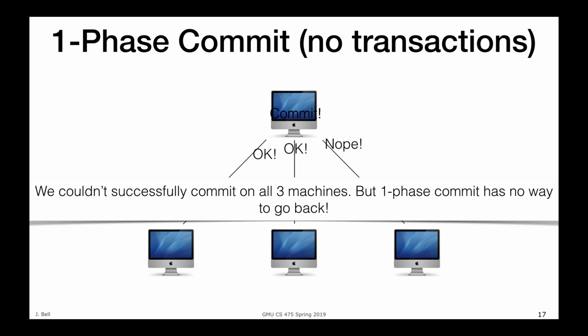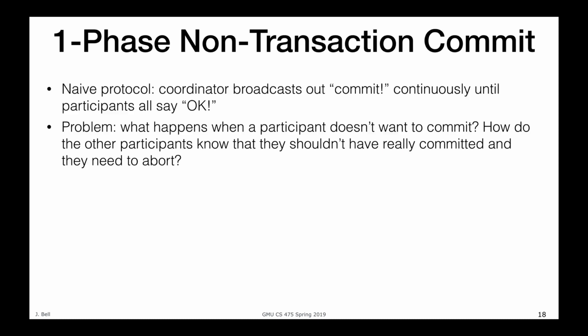But if one machine says, no, I can't commit, and that's the end of our protocol, we have no way of reversing things. So this naive protocol, where we just have a coordinator that says it's time to commit and our participants acknowledge that they have committed, isn't going to work. We need some way to manage when a participant doesn't want to commit and to inform all of the other participants that we need to abort.